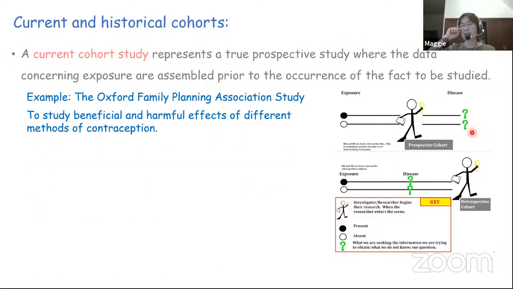Another example is done by the Oxford Family Planning Association. They studied the beneficial and harmful effects of different methods of contraception. So in this study, you have different groups choosing different methods of contraception, and then follow them for the benefits and the harmful side effects in these patients. So this is the current cohort study.